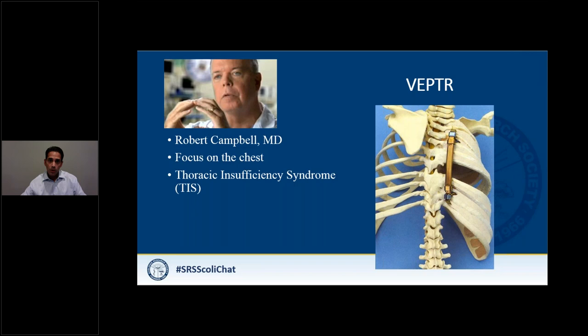He invented this device called the Vector, which can open up some lung fields and allow a child's chest to continue growing. And he also coined the concept of thoracic insufficiency syndrome, which is the inability of the thorax to support that child's breathing capacity. So if a child has an early fusion, they may develop thoracic insufficiency syndrome when they're an adult. And this is something to be avoided.